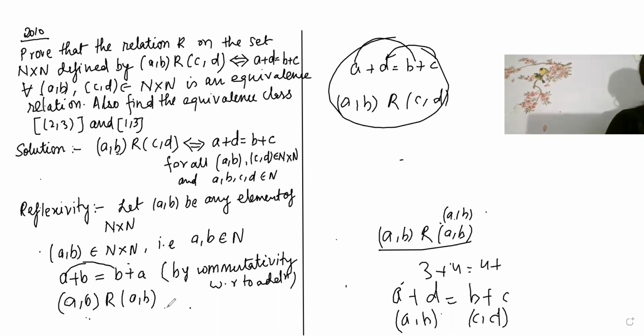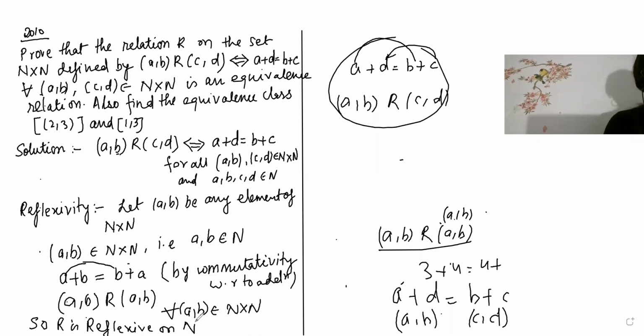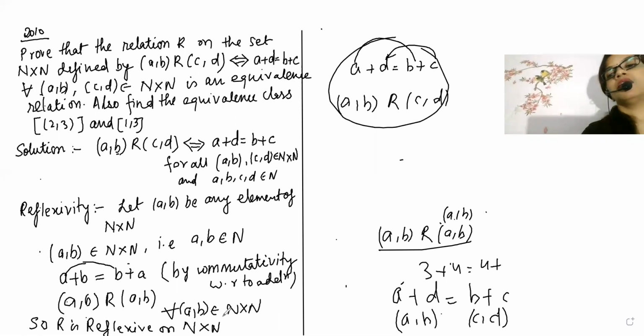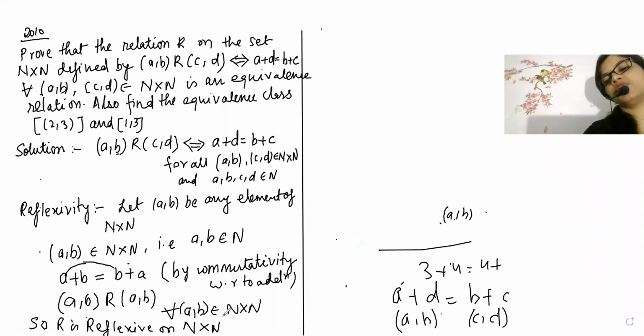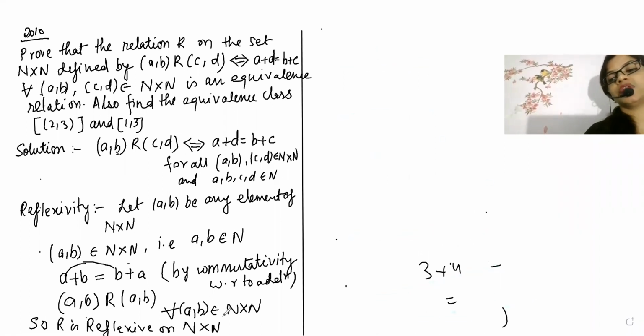So A comma B related to A comma B. That means for all A comma B belongs to N cross N. Since this holds for all A comma B belonging to N cross N, R is reflexive on N cross N. Beta, here you have to write reflexive on N cross N. Don't write N, because here it is the Cartesian product, and since it is the Cartesian product, you have to write N cross N.